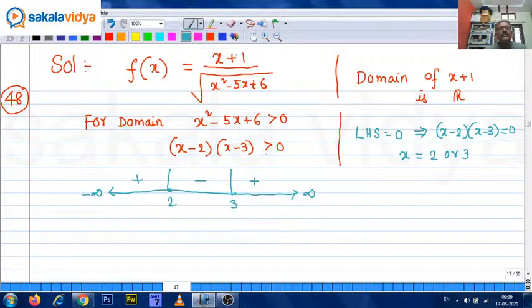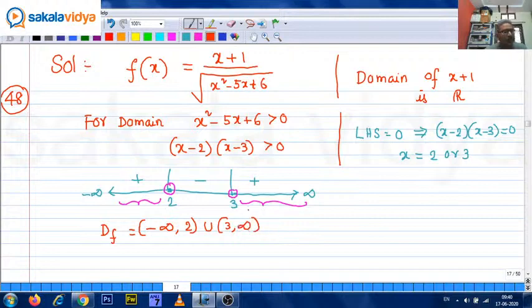So greater than 0 means we need to consider here to here, and next, sorry, positive, here to here we need to consider, but 3 is not included. 3 is not included, you put this symbol. 3 is not included, 2 is not included. So therefore we need to write this: domain of f equals to minus infinity comma 2, one set, and next other set is 3 to infinity. Union you need to write. Union open 3 to infinity.